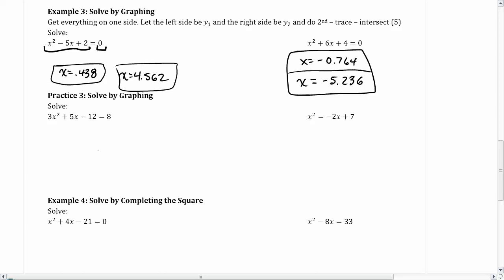Okay, now when you look at practice 3, each one of these a little bit harder because it's no longer equal to 0 for either one. That's going to be fine. Still follow the same steps as before. I recommend pausing it, try it on your own, unpause, and then work on it with me.